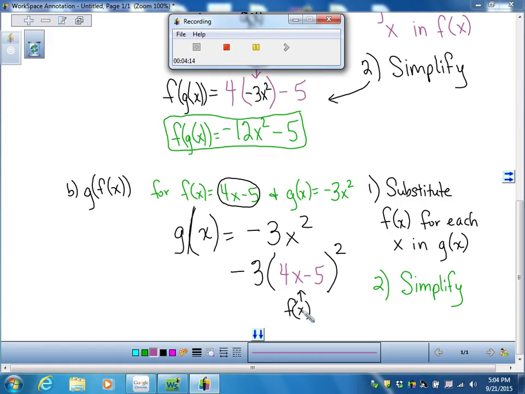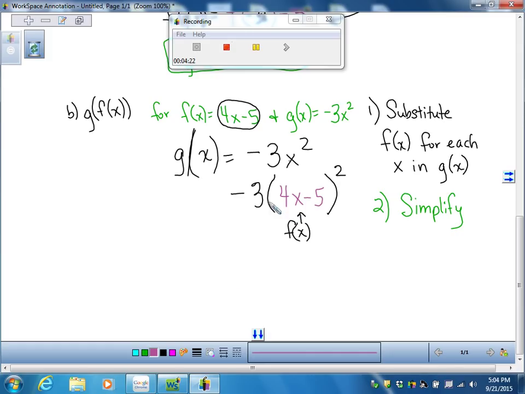Okay, now we're ready to go to step 2, which is to simplify. So we need to take our negative 3 parentheses 4x minus 5 squared, and we need to simplify that. And once we have simplified that, we will have determined g of f of x. So let's go ahead and start. Remember order of operations, see if you can simplify what's in the parentheses. 4x minus 5 is already simplified, so now I need to go to my exponent.